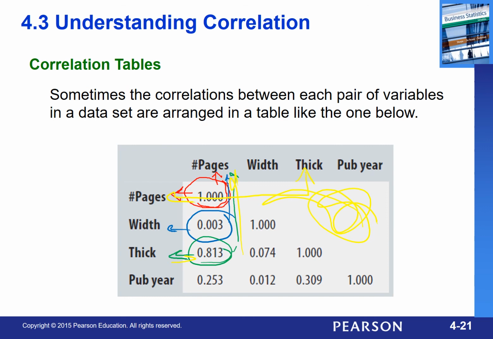Okay, so this is a correlation table. I'm going to show you how to read this. I'm hoping you notice there's some 1s on the diagonal. 1 is perfect. Well, why is it perfect?